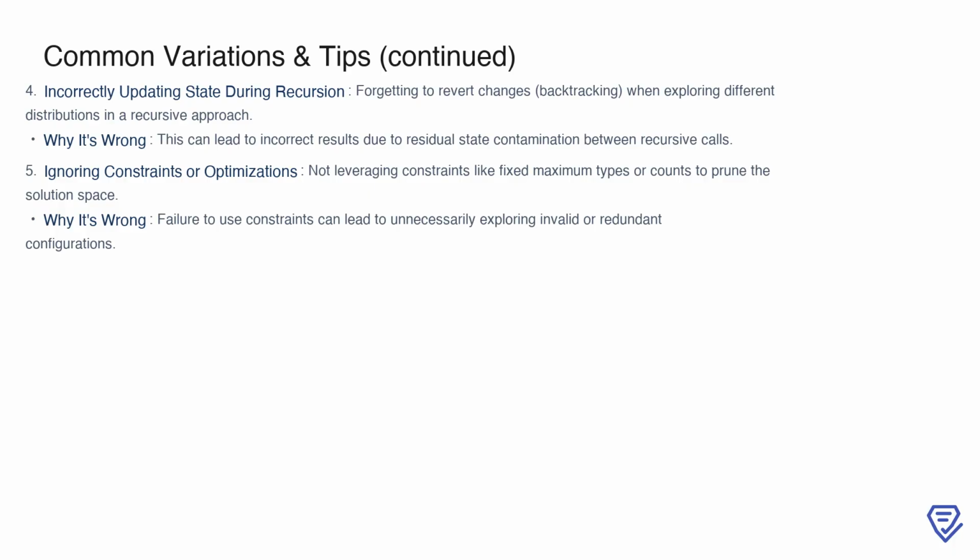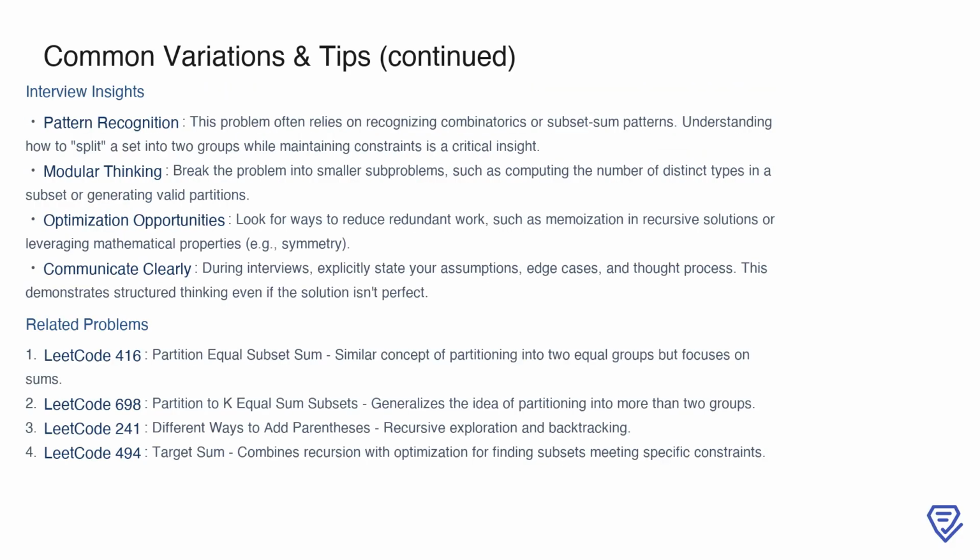For instance, constraints like a fixed maximum number of types or counts can help prune the solution space, allowing you to avoid unnecessary computations. Leveraging these constraints effectively can save significant time and prevent your algorithm from exploring redundant or invalid configurations. Understanding how to approach this problem in an interview setting requires recognizing key patterns.